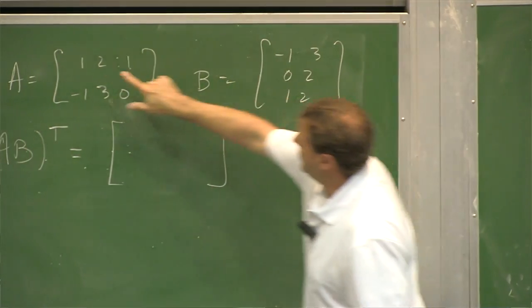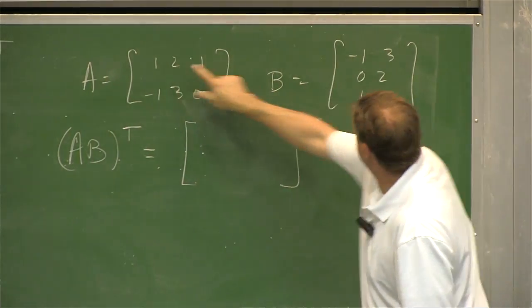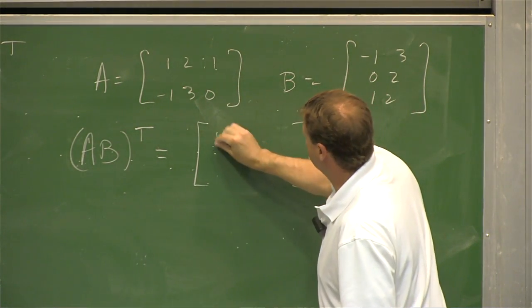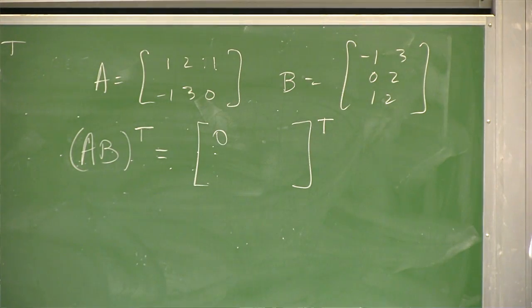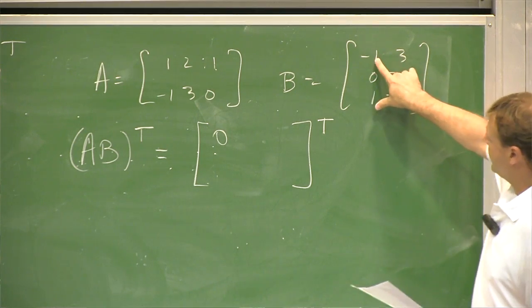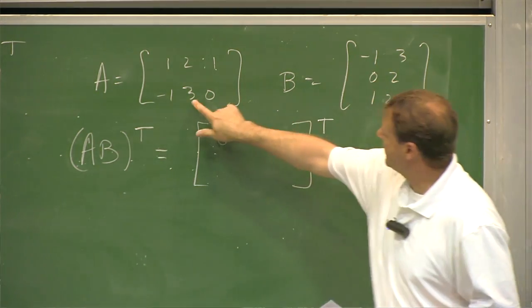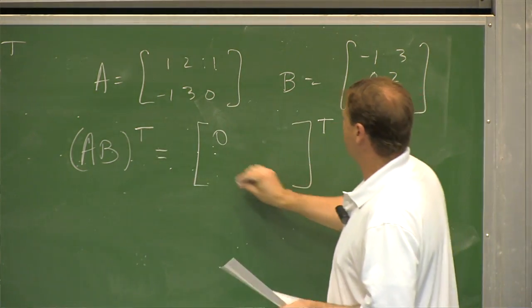Okay, let's do this multiplication. I've got negative 1 plus 0 plus 1. So that's 0. Then I've got 1 plus 0 plus 0. That's 1 there.